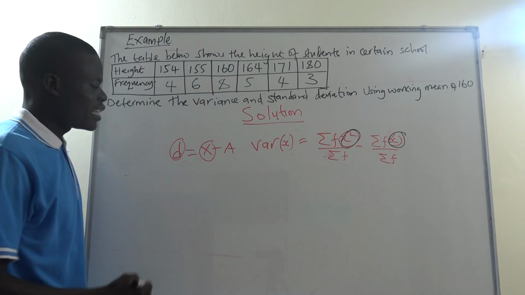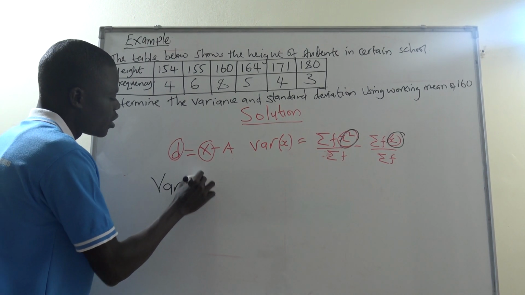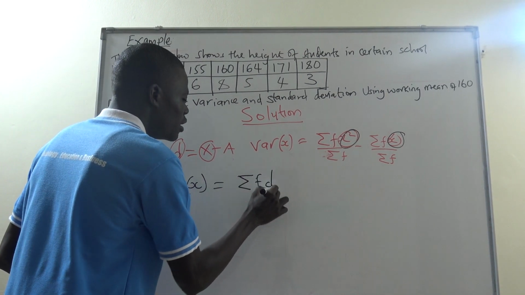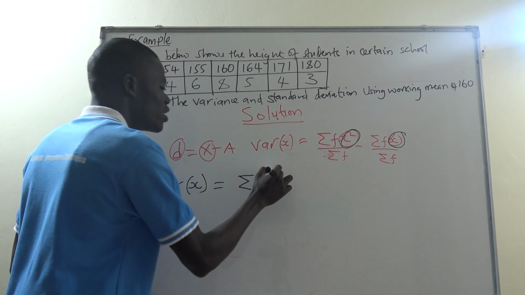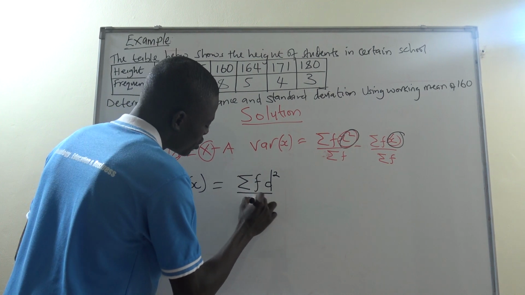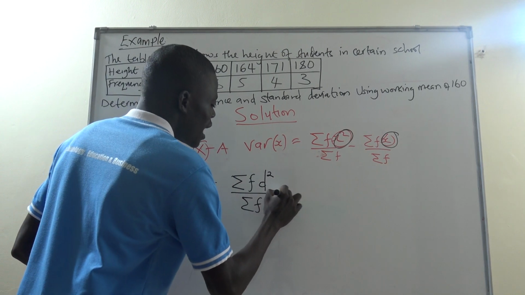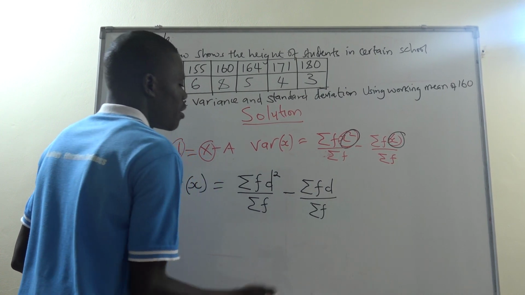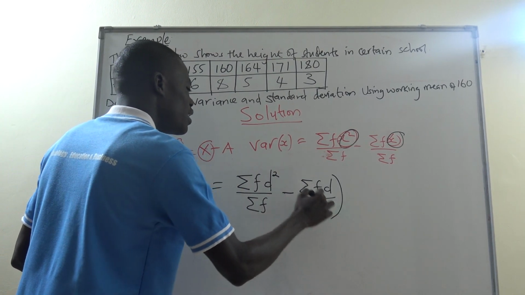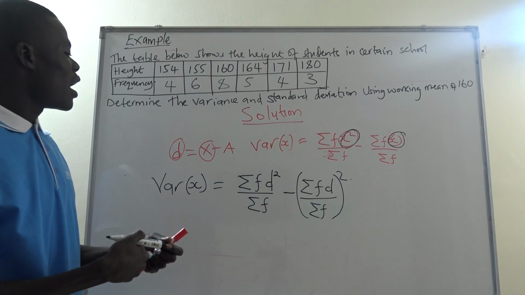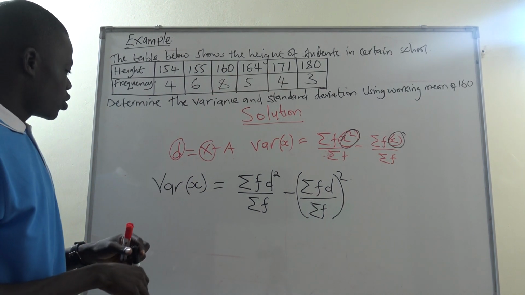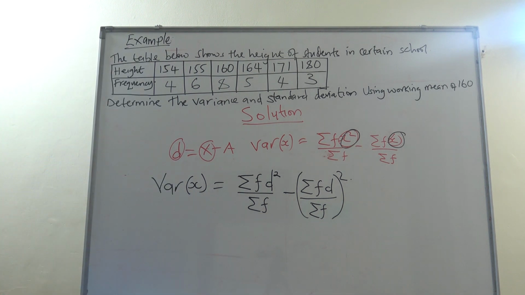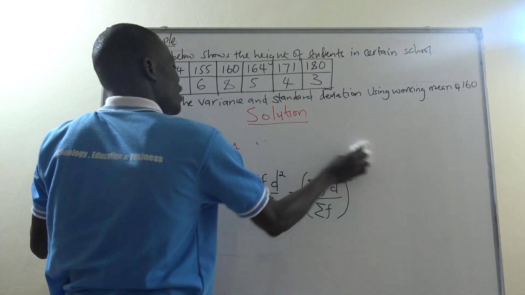So this will bring us to the formula of variance. Let us denote it as var of x, which will be equal to summation of f times d squared out of summation of f, minus summation of fd out of summation of f, all of it squared. We said where there is x, we replace it with d. So that one becomes our new variance when you are given the assumed mean. You don't use the other formula where you have x. So this is the formula which we shall use to calculate our variance given assumed mean.